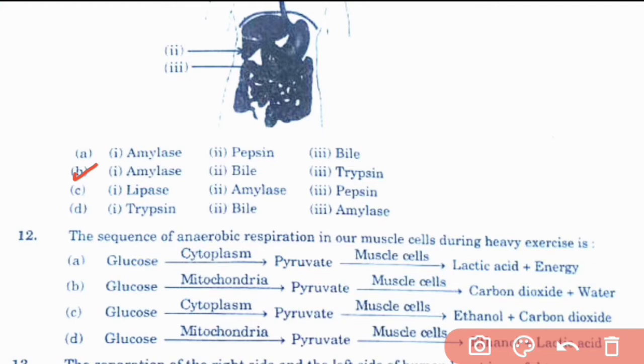We know very well that in anaerobic respiration oxygen is absent, so the correct answer is option number A. Glucose in the cytoplasm is converted into pyruvate, then in the muscle cell converted into lactic acid plus energy. So next question, that is question number 13.